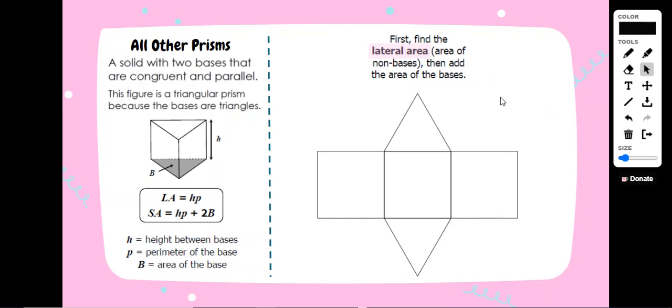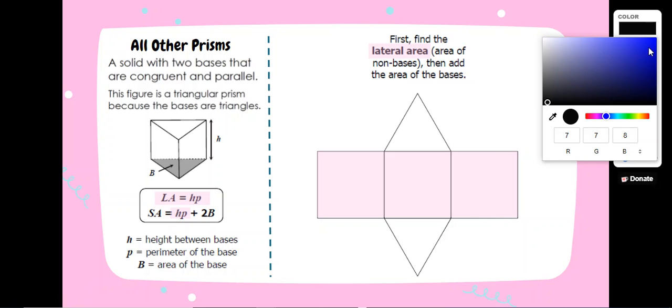Lateral area, if you have not heard that term before, refers to all area with the exclusion of the bases. It's this pink portion. And lateral area is usually a formula that's provided to you too. It's this height times perimeter, right?